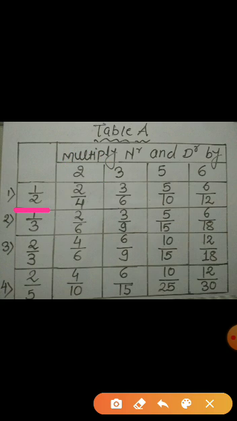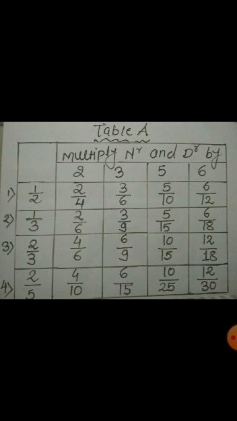The first fraction is 1 by 2. So after multiplying by 2 to the numerator as well as to the denominator, what we will get? 1 into 2, 2 and 2 into 2, 4. So the equivalent fraction is 2 by 4. The second fraction is 1 by 3. 1 into 2, 2 and 3 into 2, 6. So the equivalent fraction is 2 by 6.